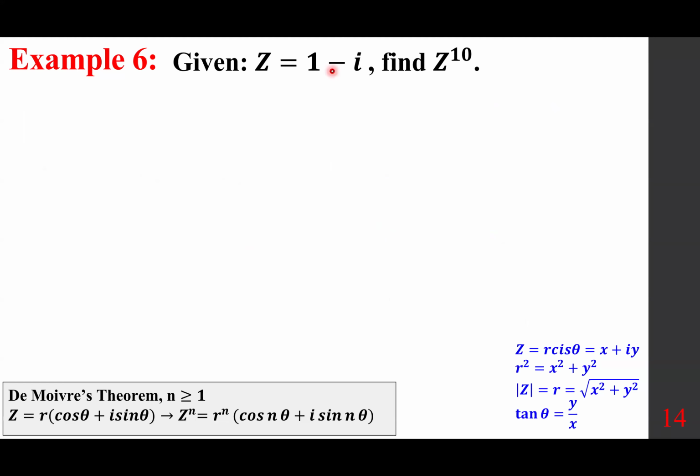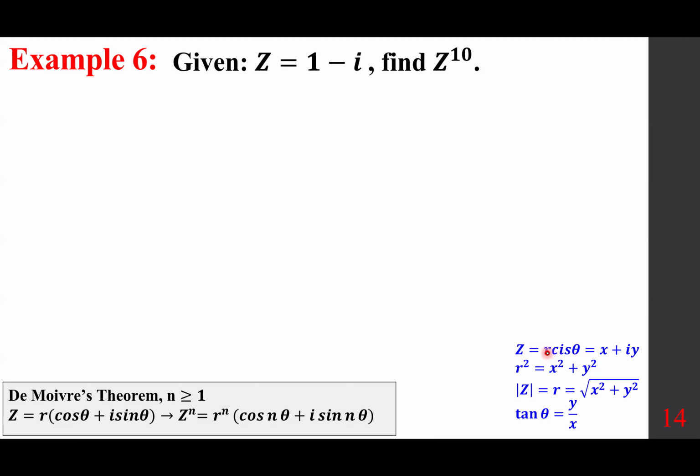We want to raise 1 minus i to the power of 10. We want to find z to the power of 10. Now, please understand, if I want to raise 1 minus i the way it is to the power of 10, it takes a long time. But I'm going to put it in polar form, and it becomes fairly nice and easy. To put it in polar form, I'm going to put it in the form of z equals r cis theta.